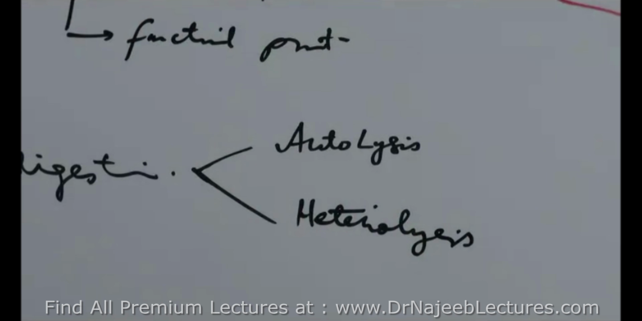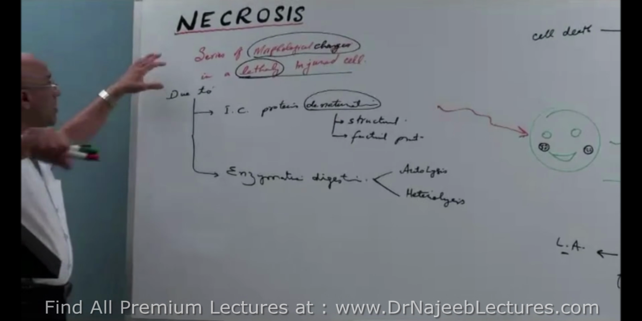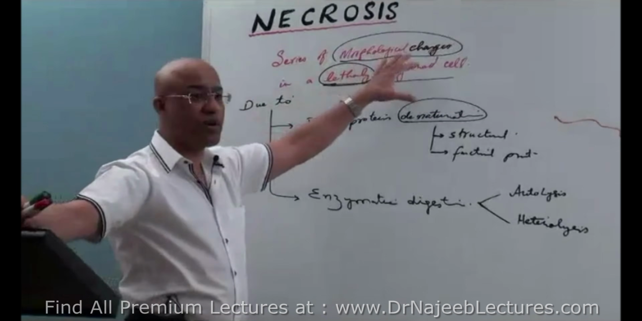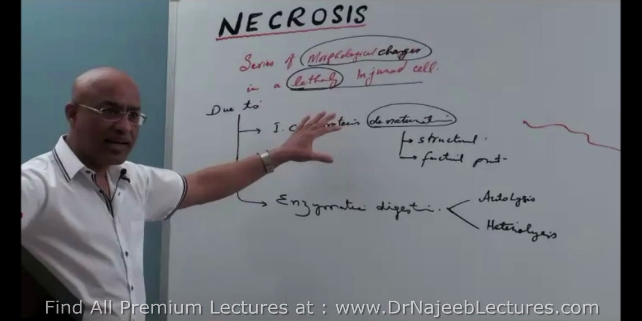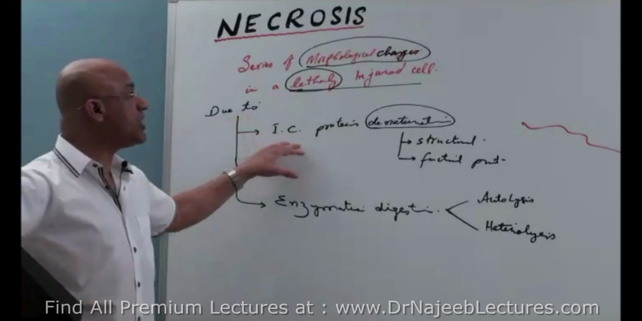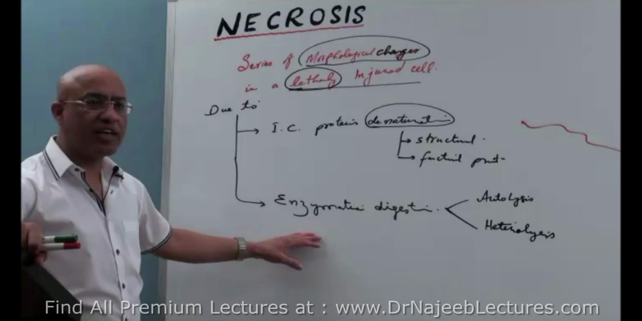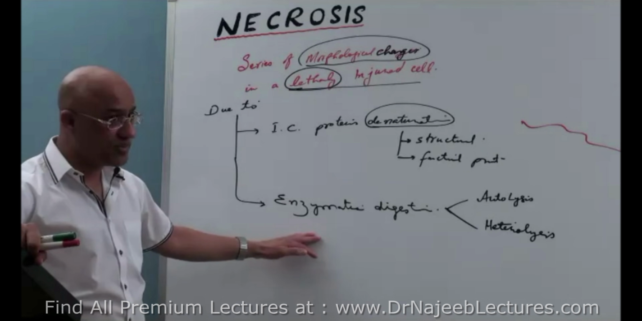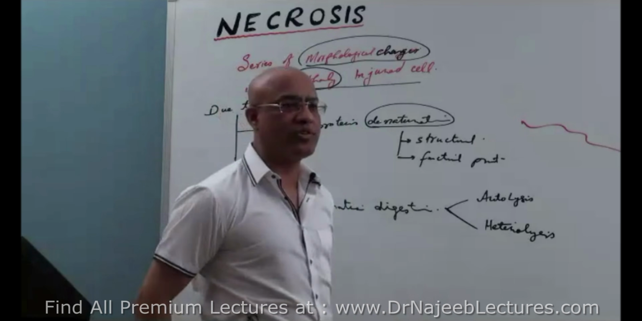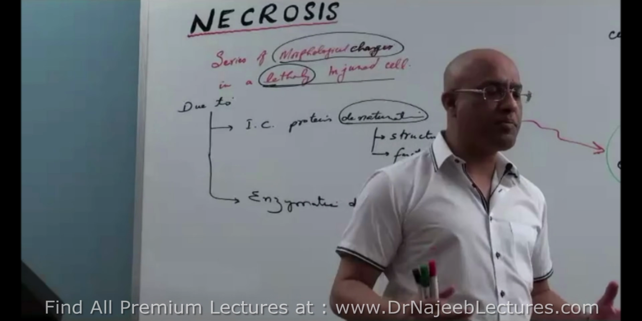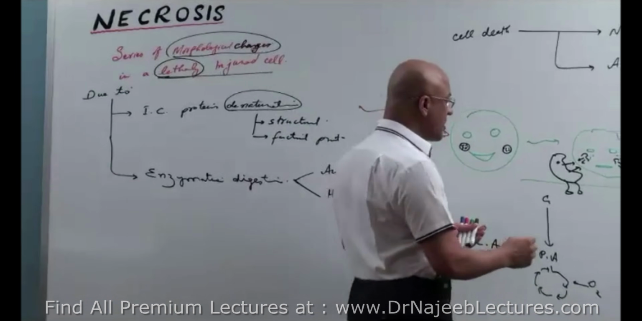So what did we learn up to now? In cells, what is necrosis? It's a series of morphological changes occurring in a lethally injured cell, and these changes are induced by denaturation of intracellular proteins and by enzymatic digestion of lethally injured cells. Am I clear? Yes. Secondly, a very big hallmark of necrosis is that the plasma membrane of the cell is disrupted.